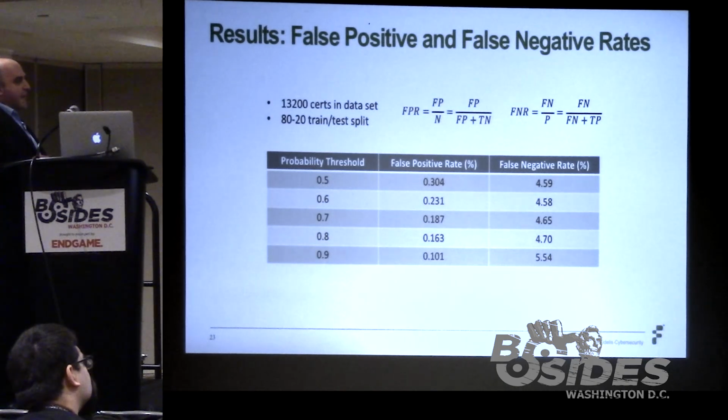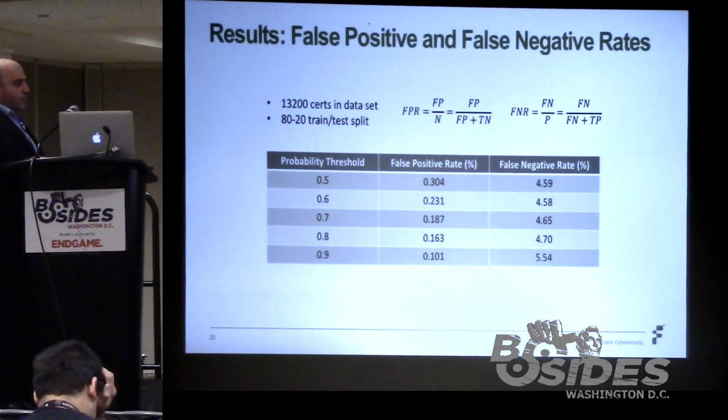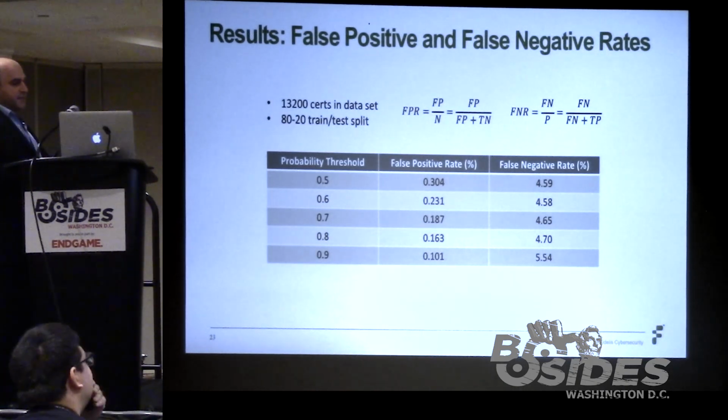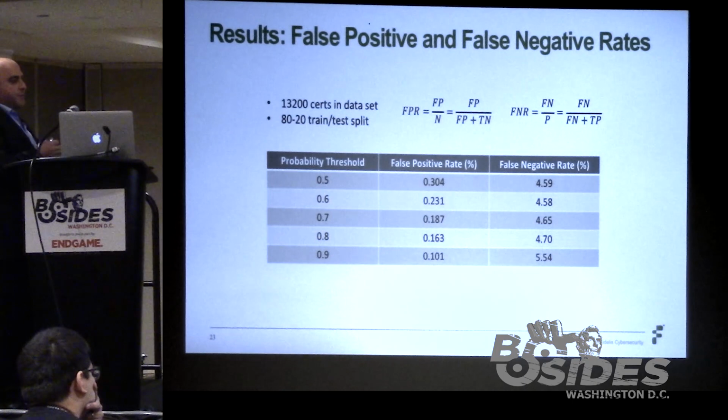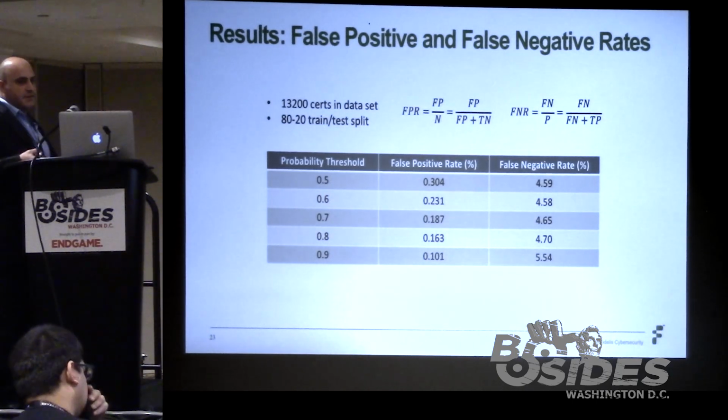This is random forest, and it gives us a probability. And we vary the probability threshold. Like where do we set the threshold where we decide it's malicious or not? So if we increase this probability threshold from 0.5 to 0.9, meaning that we want to be more sure that the certificate is malicious.